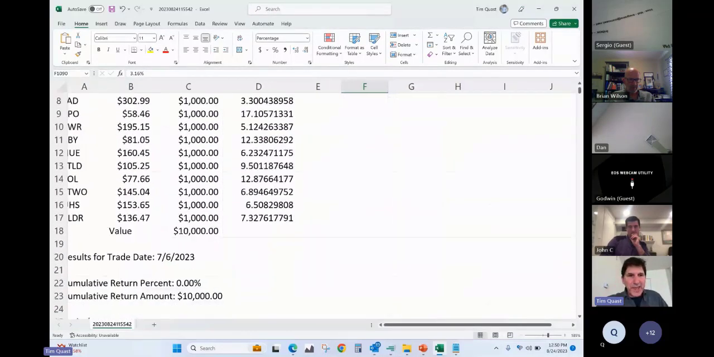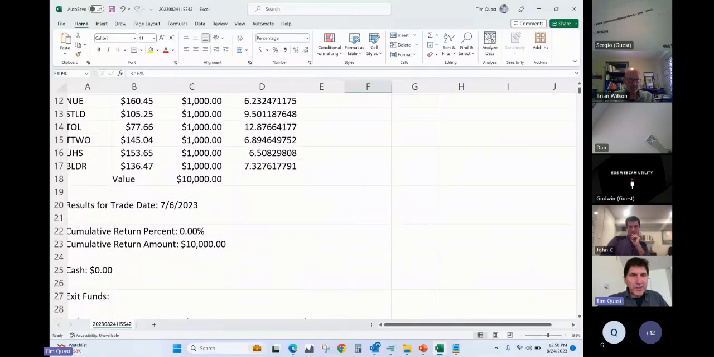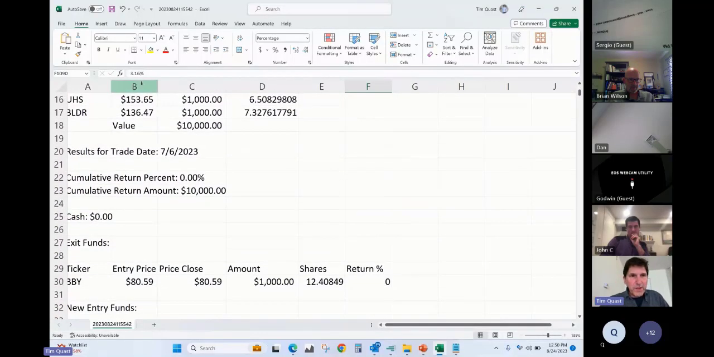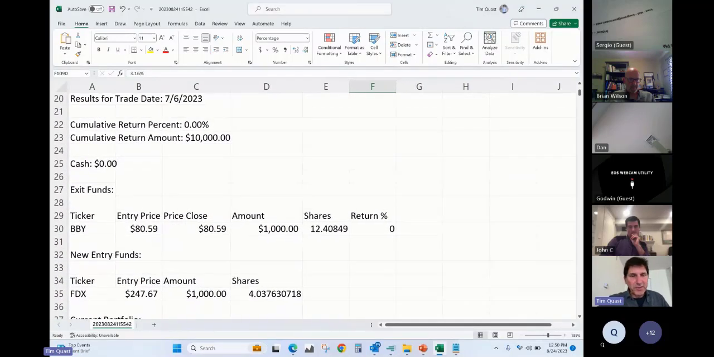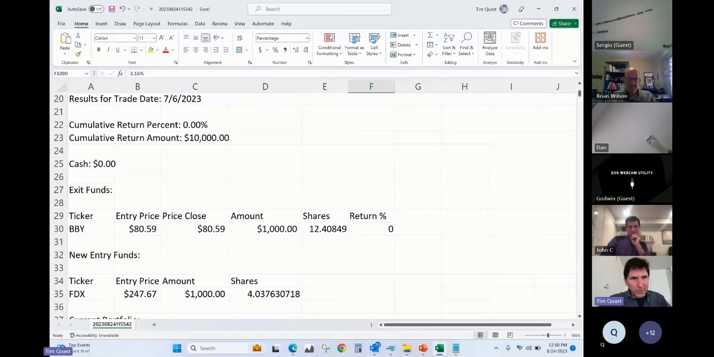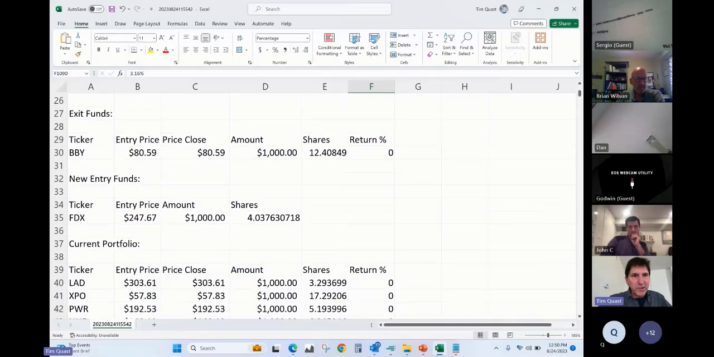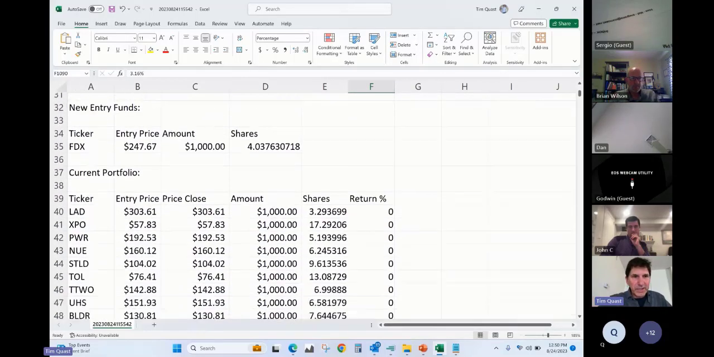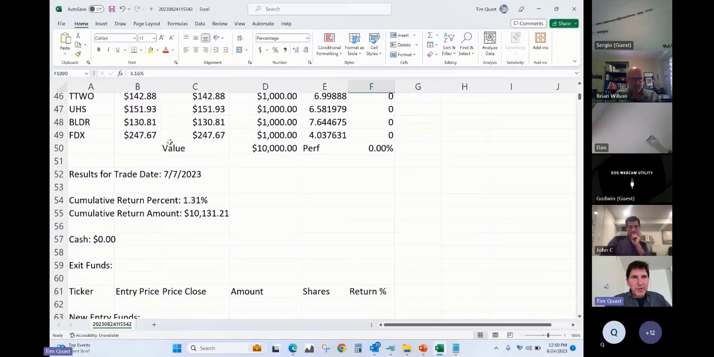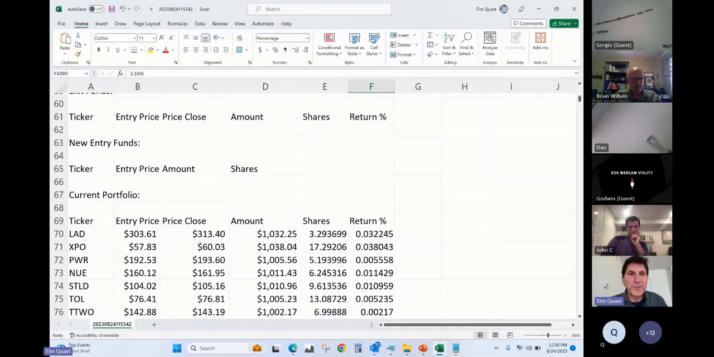So we found our initial set, and we enter the portfolio really on July 7th because we found them with the closing price on the 6th. And so the first day we buy these things will be July 7th. So here it is, July 7th. Now we're up to 10,131. We've gained 1.3%.